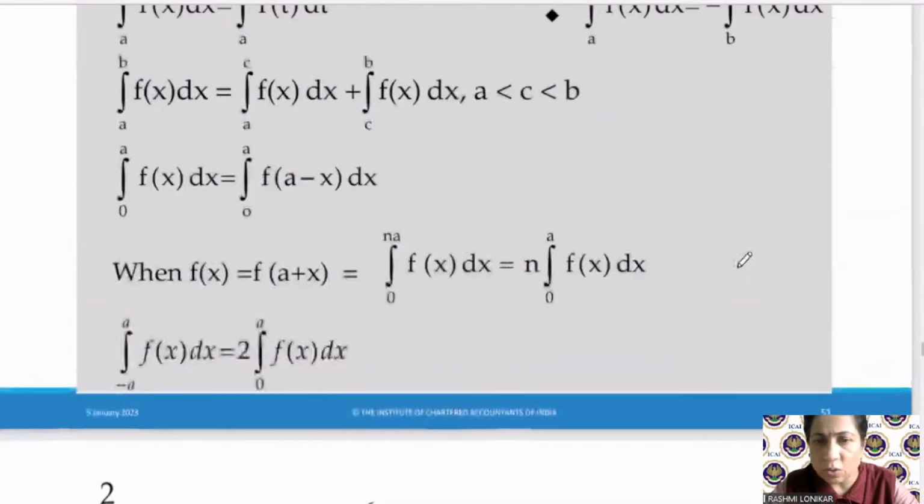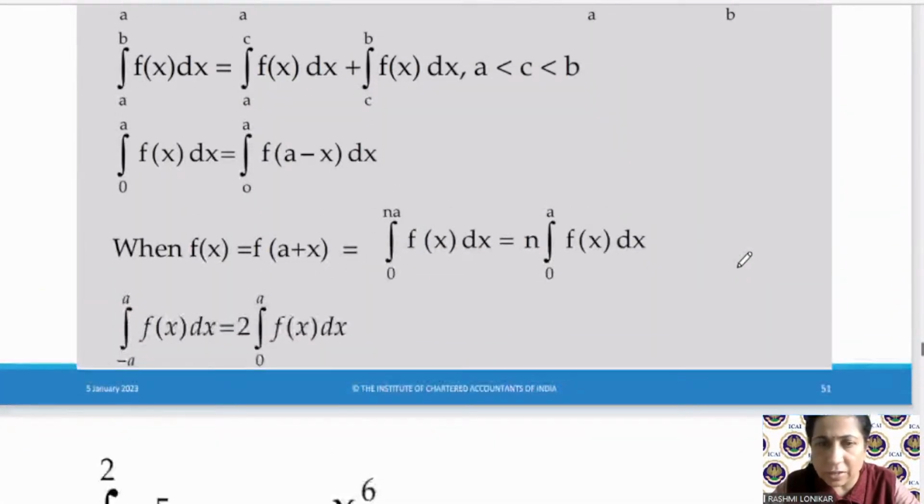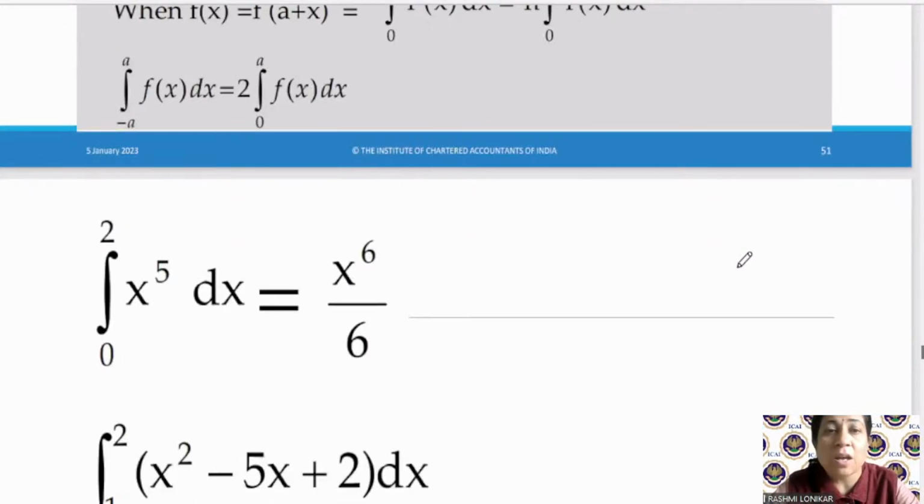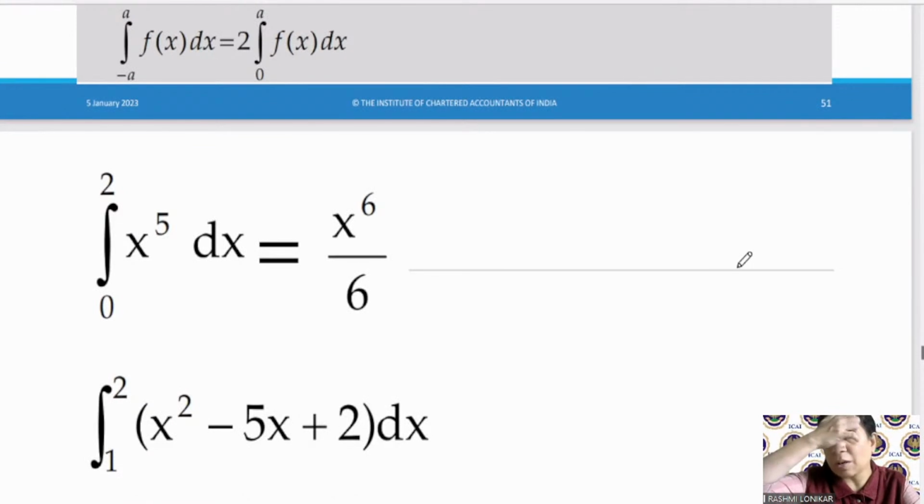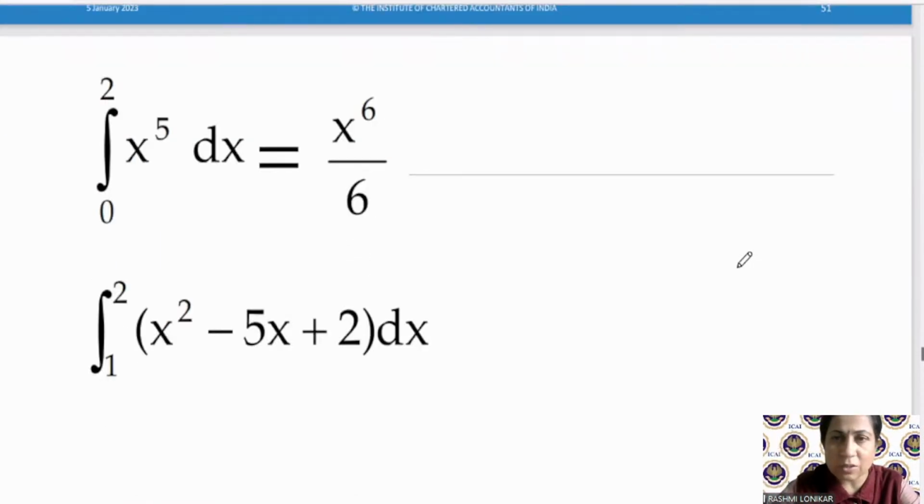Okay, now let us go to definite integrals. In definite integrals, what happens is that they've already told you the range within which my x is going to lie. Okay, so in this case, I don't have to find the value of c. When I'm integrating it, that will take care of the value of c. Okay, so that is definite integral.